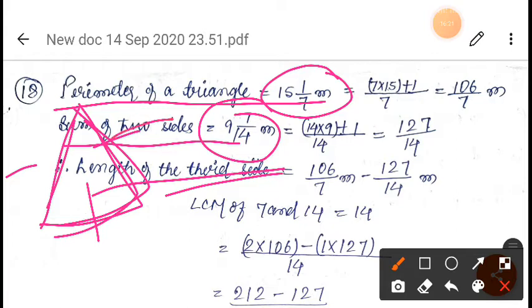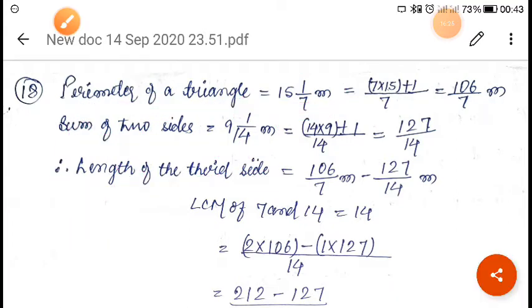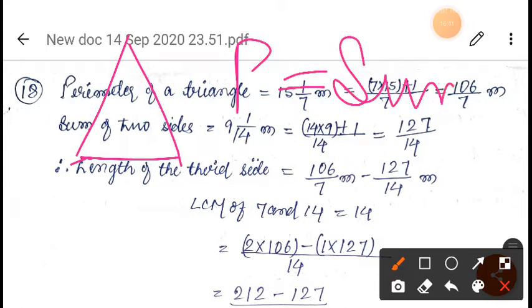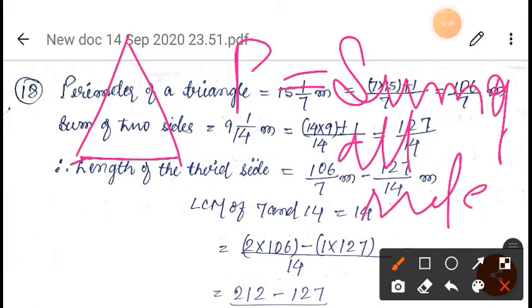Let me do it clearly here. Suppose this is a triangle. It has been told that the perimeter of the triangle is 15 1 by 7 meter. Perimeter is the sum of all sides, which means this side plus this side plus this side is the perimeter. So the total perimeter given is 15 1 by 7 meter.